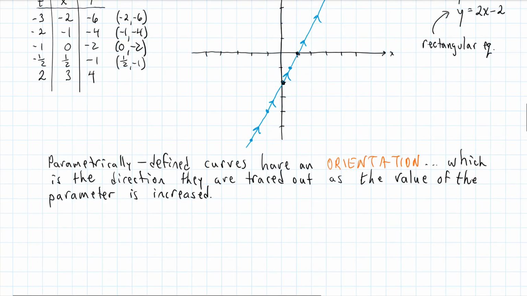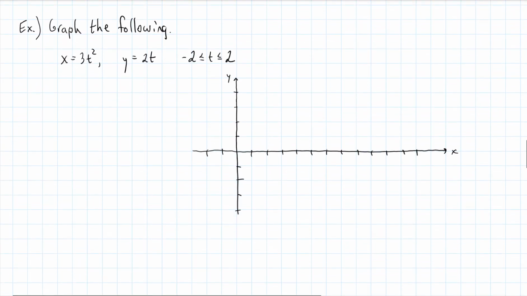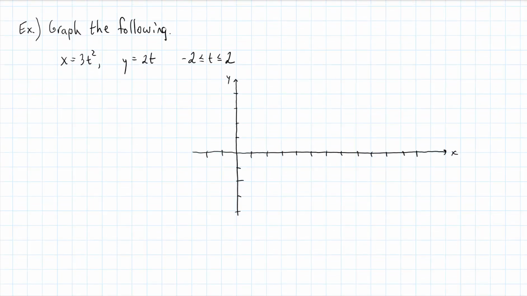Okay, let's go graph another one. Let's do one more. So let's graph this one, a little bit more complicated. So let's graph x equals 3t squared and y equals 2t.